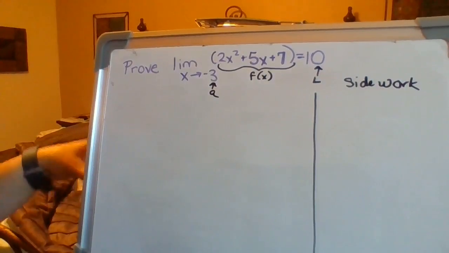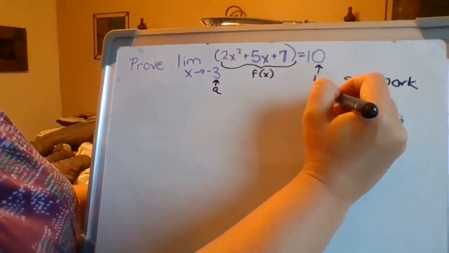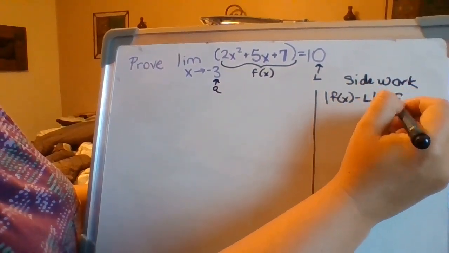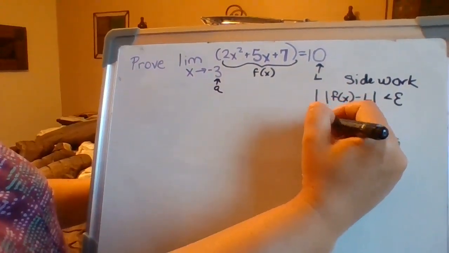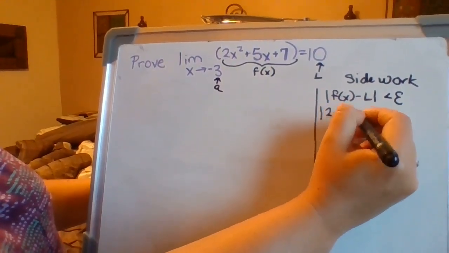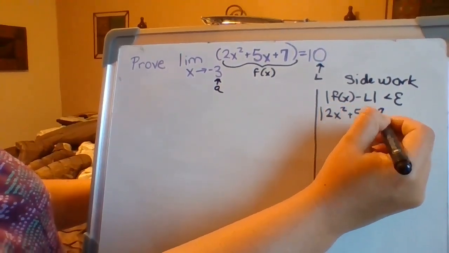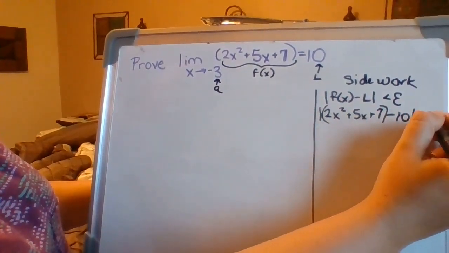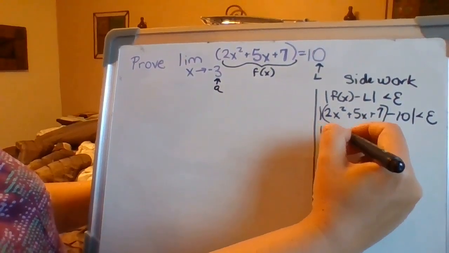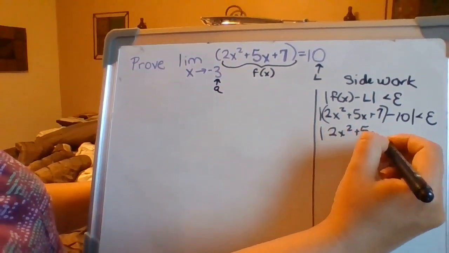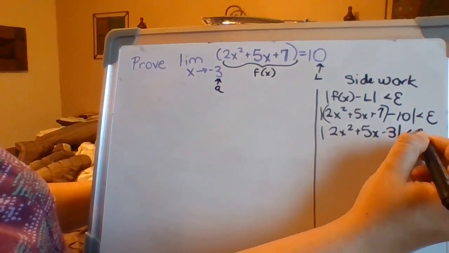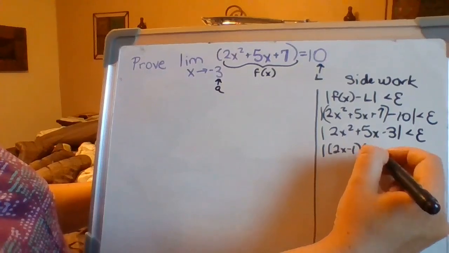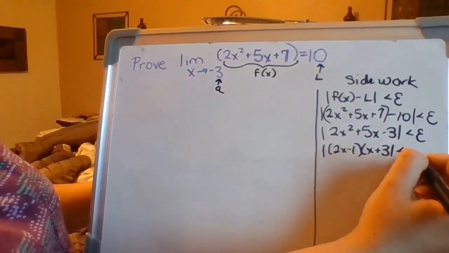All right, side work. Like I told you, we're going to start with our then. So our absolute value of f of x minus the limit is less than epsilon. And our f of x is 2x squared plus 5x plus 7. Our limit is 10. Is less than epsilon. All right, do the math. 2x squared plus 5x minus 3 is less than epsilon. Factor that out nicely: 2x minus 1 times x plus 3 is less than epsilon.